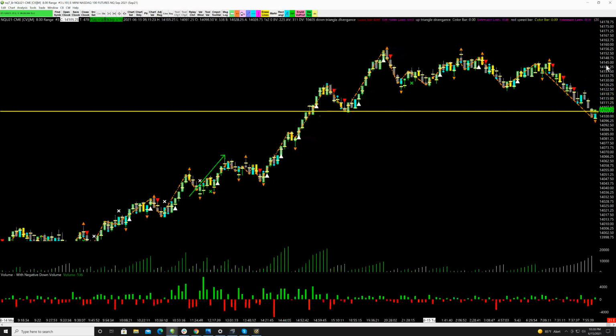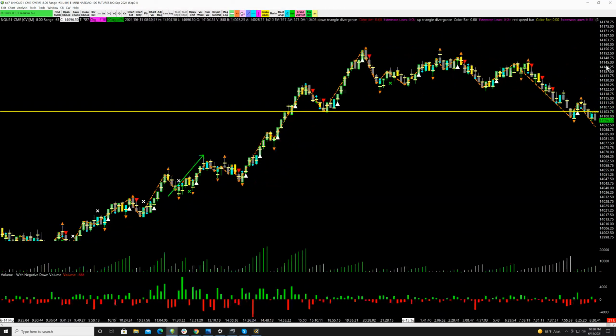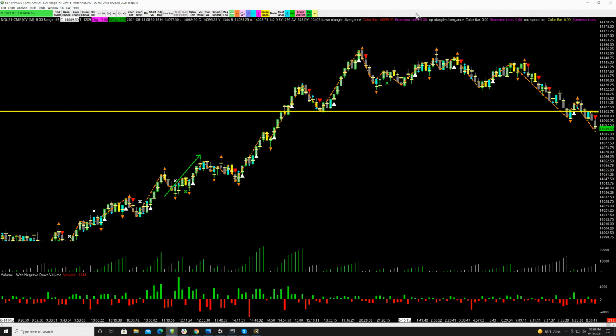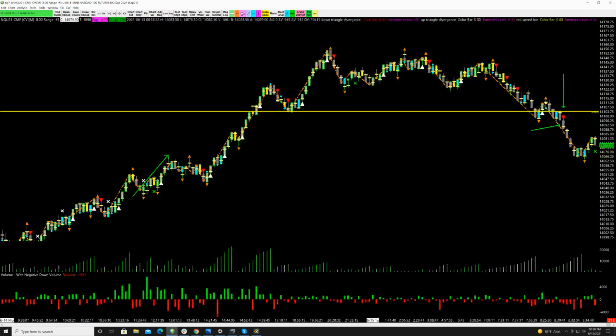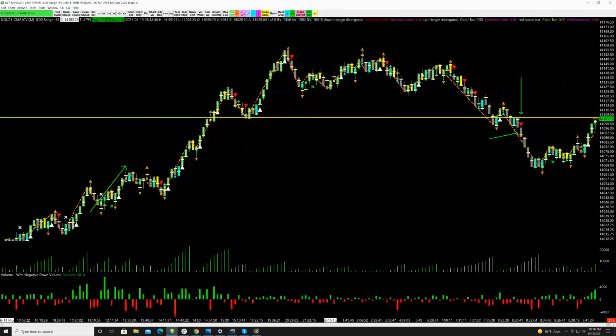Never made a new high. So hold on a sec. Close number one underneath. Now what I want to happen here is a backside test, then a roll to the downside. Doesn't happen here. Let's hope it comes back up.